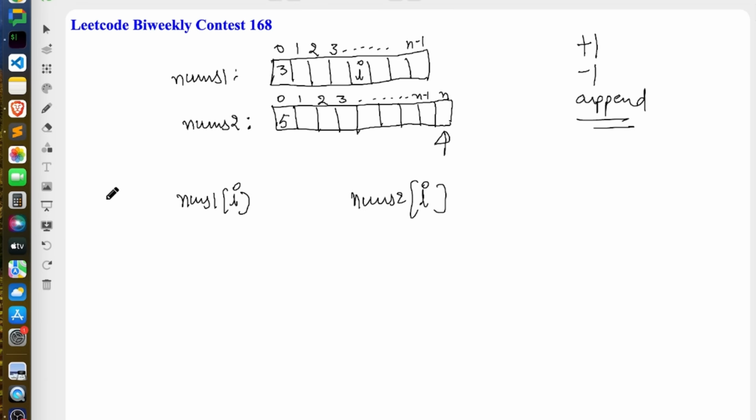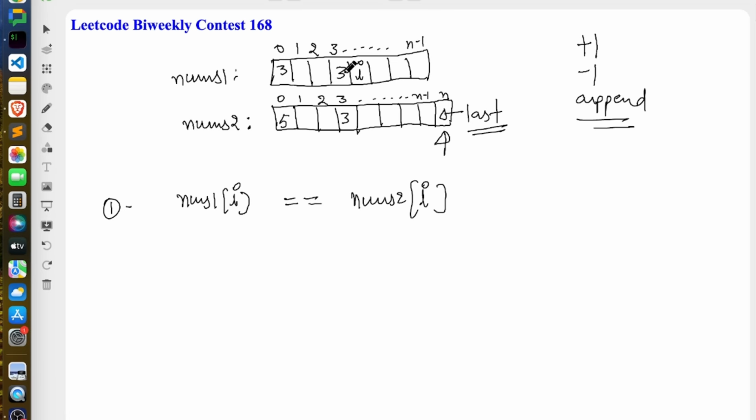So there are 3 cases. The first case, if your nums1 of I is equal to nums2 of I, right? If both are the same, and we have to convert this number, let's say I'm calling this number the last number, right? If both are the same, what it means? In the original operation, you won't be doing any plus 1 or minus 1 operation, because the number is anyway the same. Let's say this number is 3 and this number is also 3. Then why would I do any plus 1 minus 1 operation? So I won't be doing any operation.